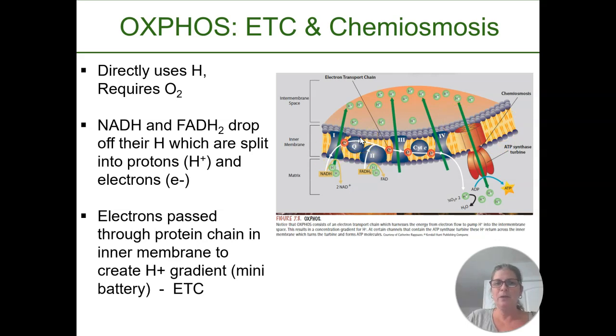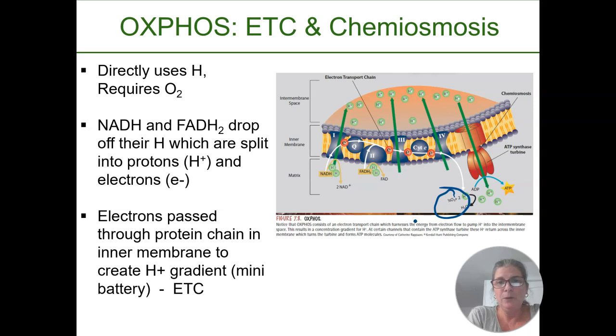So you might remember that the mitochondria has some membranes inside, this inner membrane. These little blue things here, you'll see Roman numerals 1, 2, 3, and 4. So this part right here, these are the yellow phospholipids, this piece of it is called the electron transport chain. So oxphos has two components, electron transport chain, chemiosmosis. And what happens is it needs oxygen. So this will only run if oxygen is available, and it uses hydrogen.